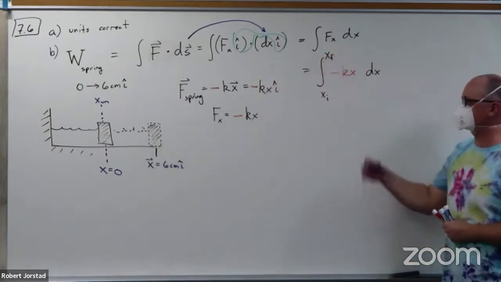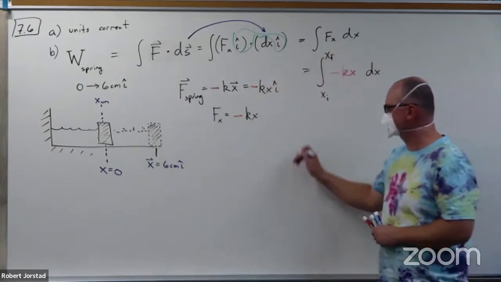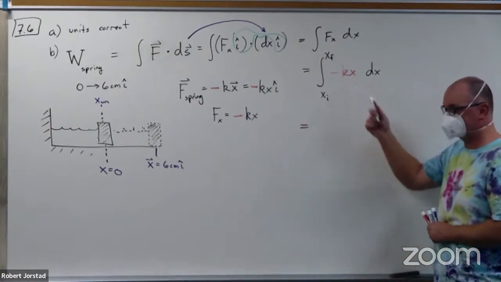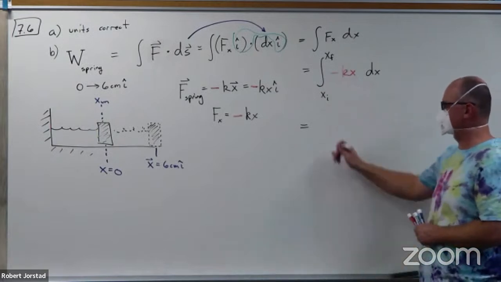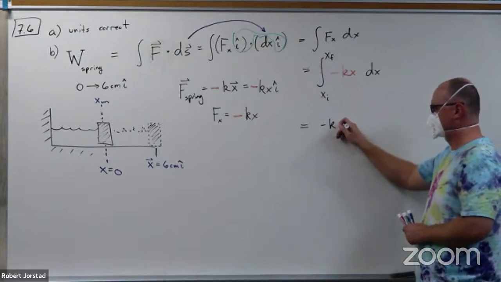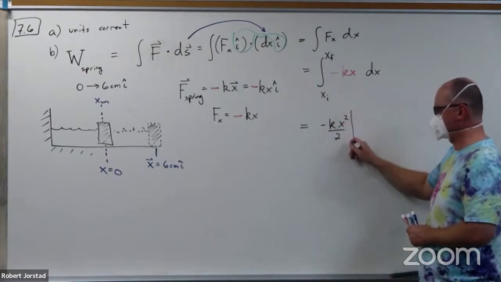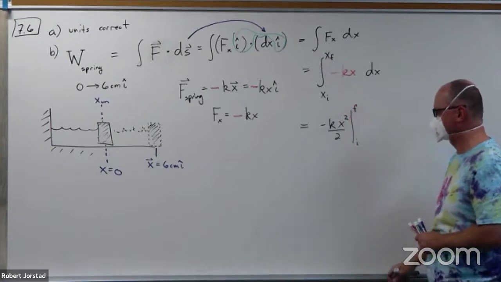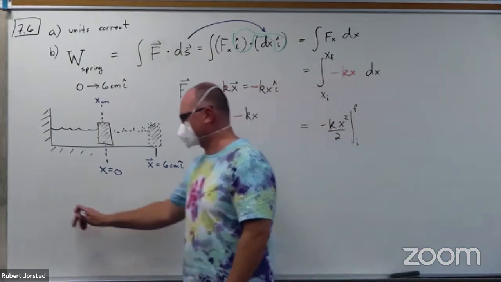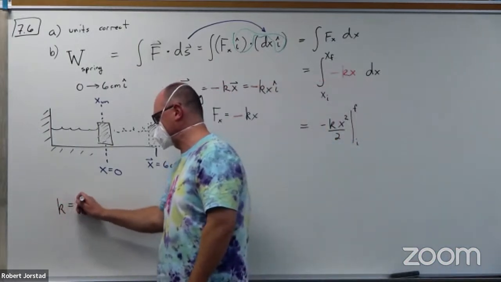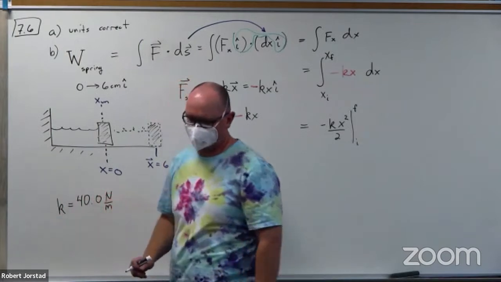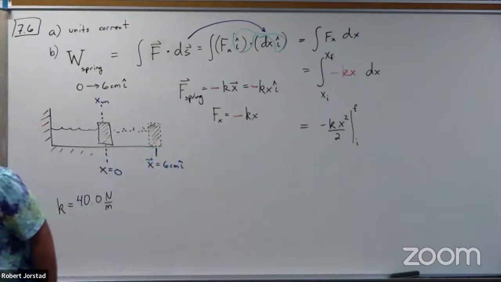Okay, what do you get when you integrate that? k is a spring constant. It pulls out, we get a minus k. x dx is x squared over 2, x squared over 2 evaluated at initial and final. So let's actually work this out. What was the number for k in this problem? Was it 40? Yep. Newtons per meter? Is that right? Yep, okay.